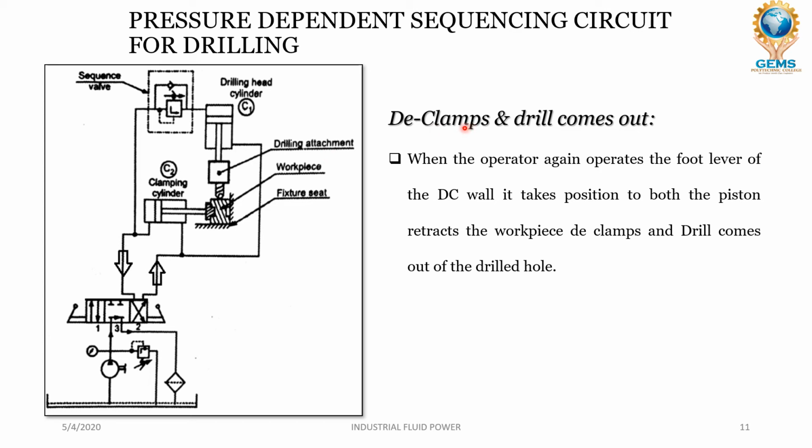Let's come to the third position. It's called declamping and drill comes out. We need to declamp and remove the drill. So when the operator again operates the foot lever of the DC valve, it takes position 2, and both pistons retract, so the workpiece is declamped and the drill comes out of the drilled hole. When the piston movement comes to position 2, it moves the piston back, so that it will declamp and the drill comes out.